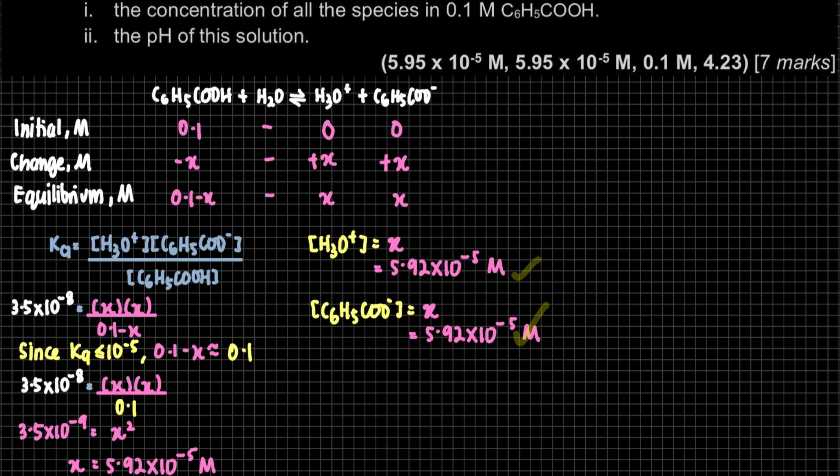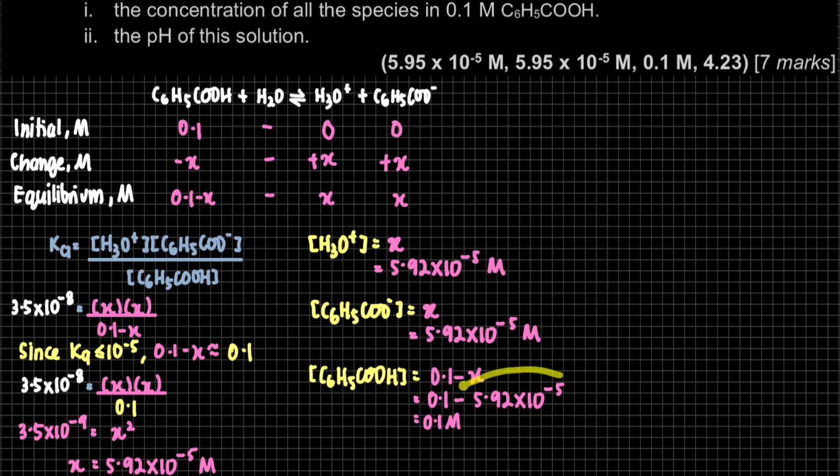You still have to write it down, now that you know the value of x. The question wants the concentration of the species. So here is for the product. H2O is not included. Then we have to find the concentration of our benzoic acid: 0.1 minus x. Once you substitute it, you will get the value to be 0.1 molar, the same as the initial. Okay, why?